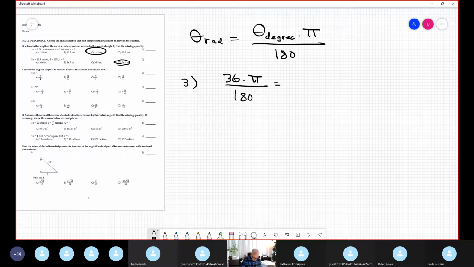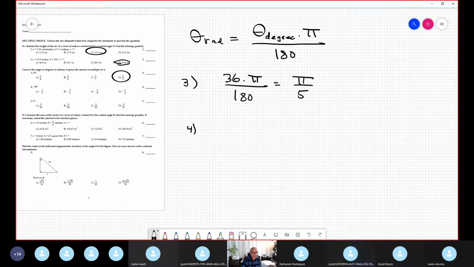Okay, so now you take 36 and 180 and you reduce to lowest terms, which is pi over 5. And leave it like that, as a function of pi. Yeah, because you divide by 36: 36 divided by 36 is 1, and 180 divided by 36 is 5. Do you follow me? Yes.